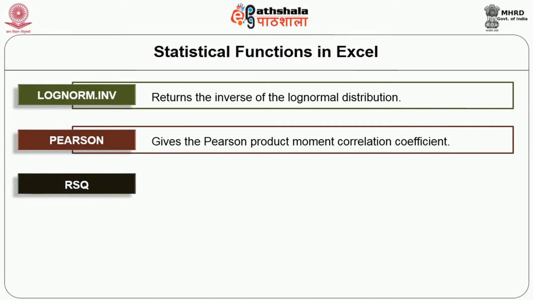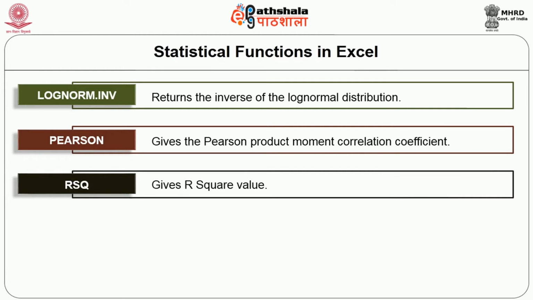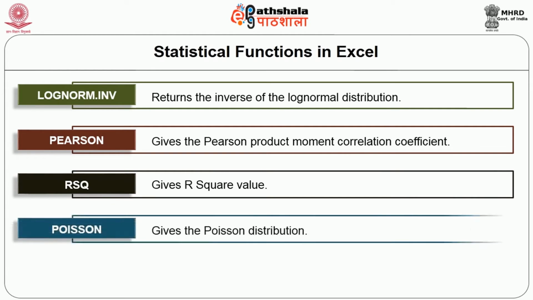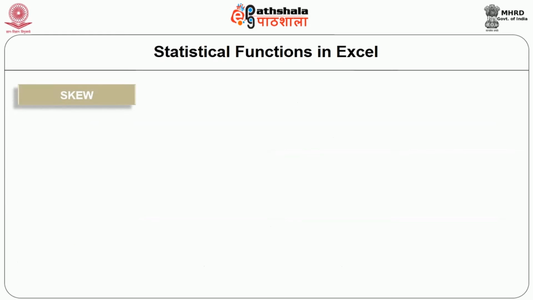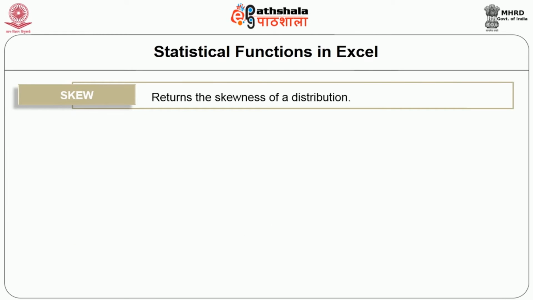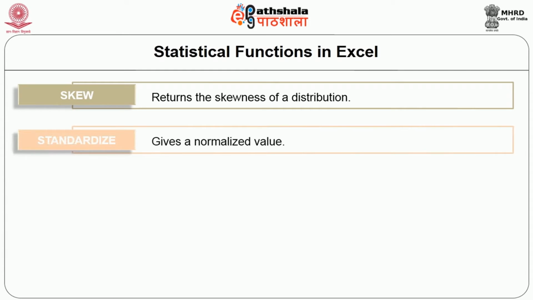RSQ will give the R square value. POISSON will give the Poisson distribution. PROB will give the probability values in a supplied range and within given limits. SKEW will give the skewness of a distribution. STANDARDIZE will give a normalized value.